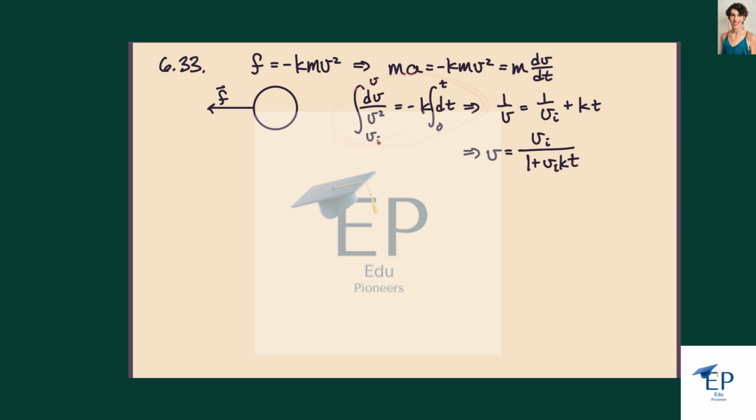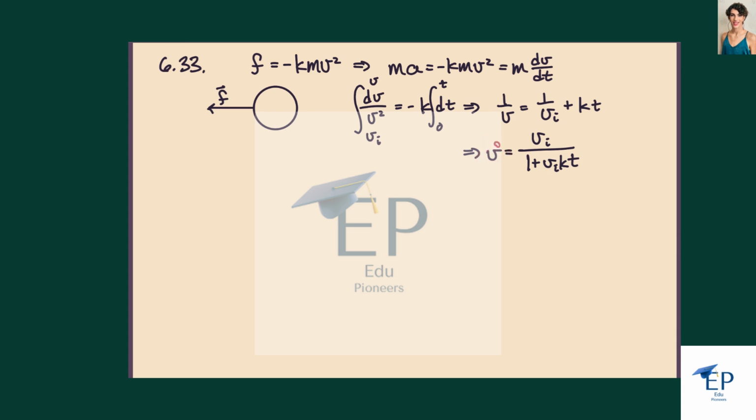Just working out the integral here, and doing a little rearranging, we get 1 over v equals 1 over vi, the initial velocity, plus k times time. Solving for v, we get that v equals the initial velocity divided by 1 plus the initial velocity times k times t. So we can see that indeed, as t increases, this velocity drops.